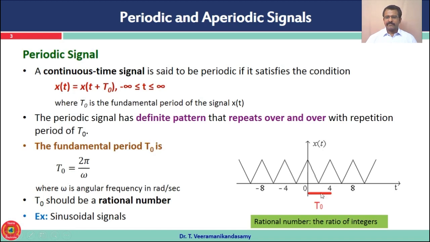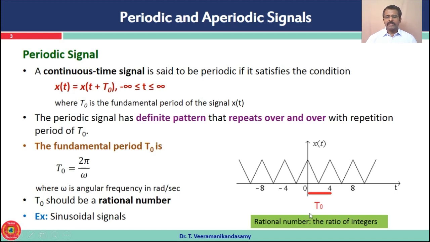Look at the time values. For 0 to 4, we can have the signal pattern like this. After 4, we can have the same pattern up to 8. Then that pattern will be repeated again and again. If you look at the left side of the origin, for 0 to minus 4 and minus 4 to minus 8, you can have the same pattern. So the periodic signal has a definite pattern. That pattern repeats over and over throughout the signal. In the signal x of t, the same pattern repeats over and over throughout the time variable. So that signal is a periodic signal.